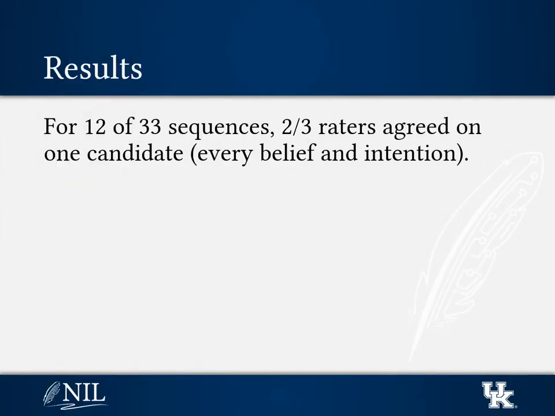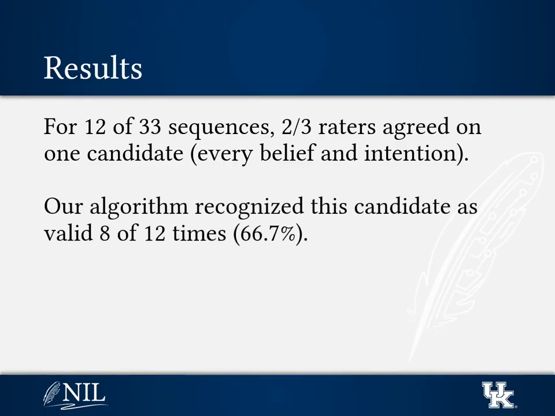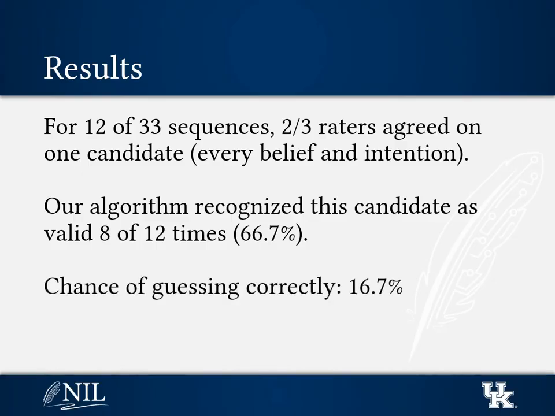We looked at results in two different ways. For 12 of the 33 sequences, 2/3 of raters agreed on every belief and intention. In 8 of those cases, our algorithm recognized that set of beliefs and intentions as valid. These are decent results given that the chance of guessing correctly is only about 17%.